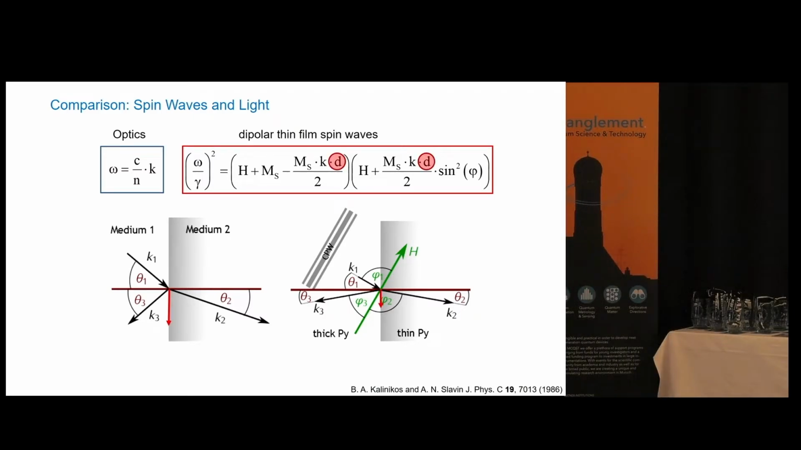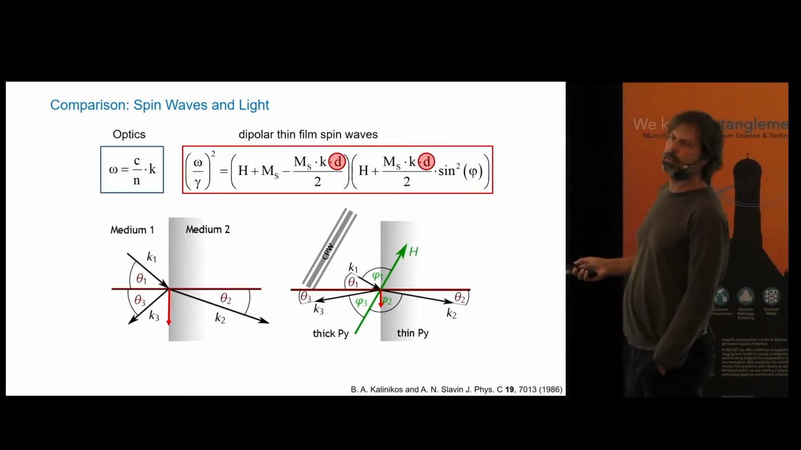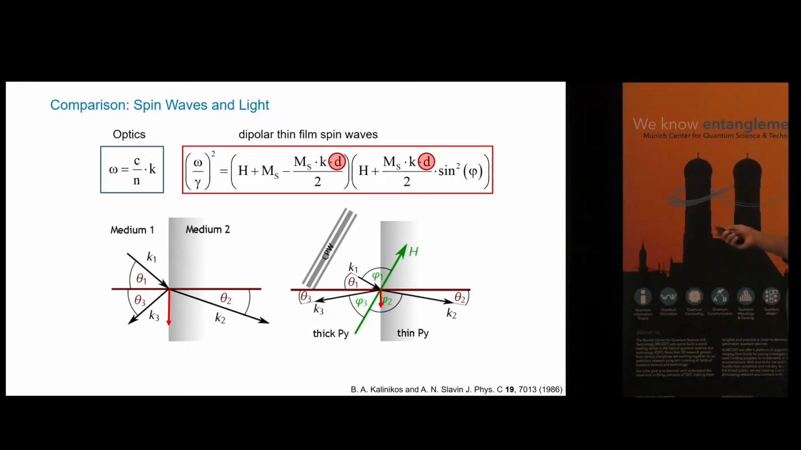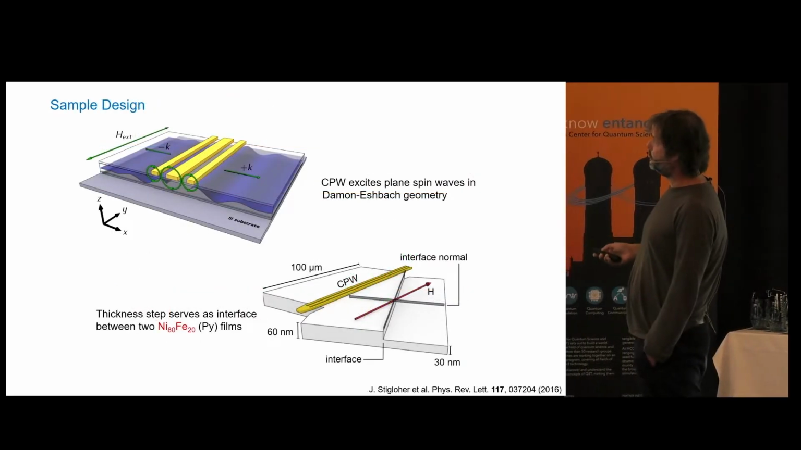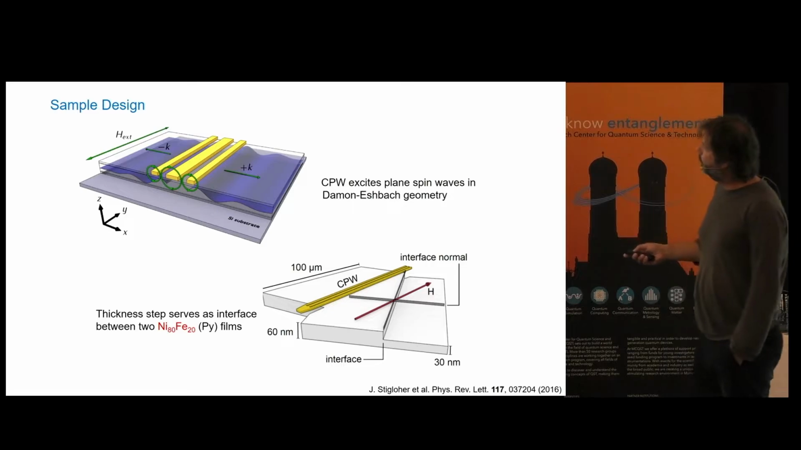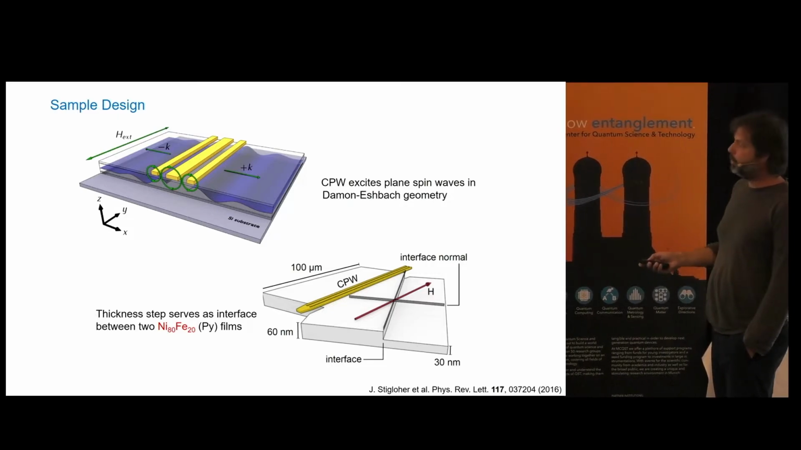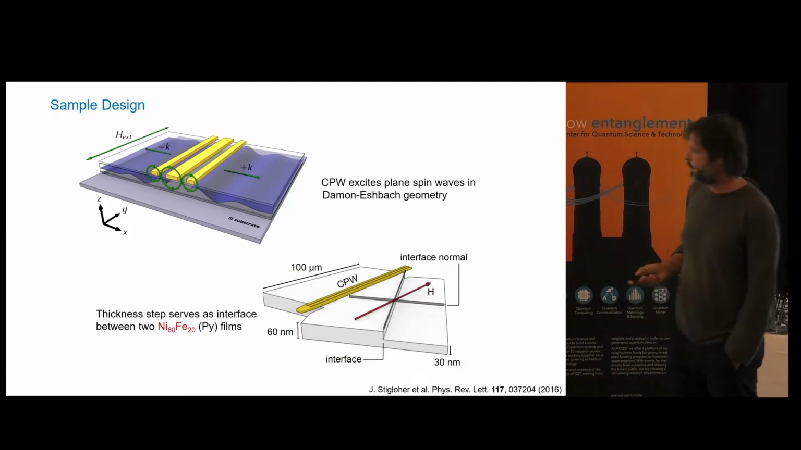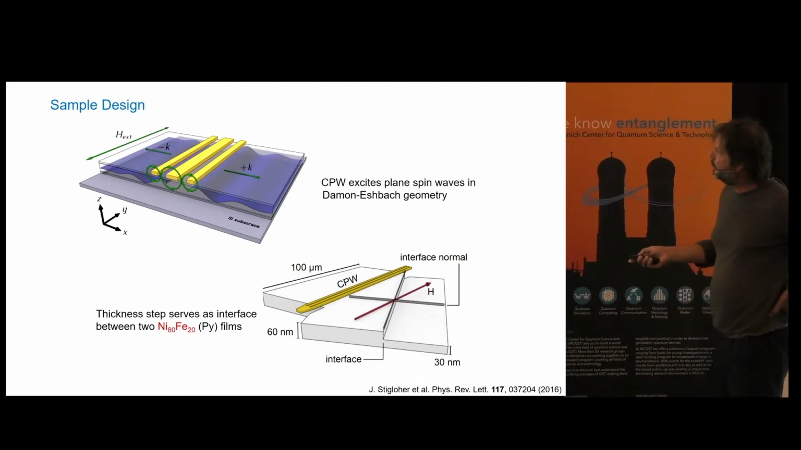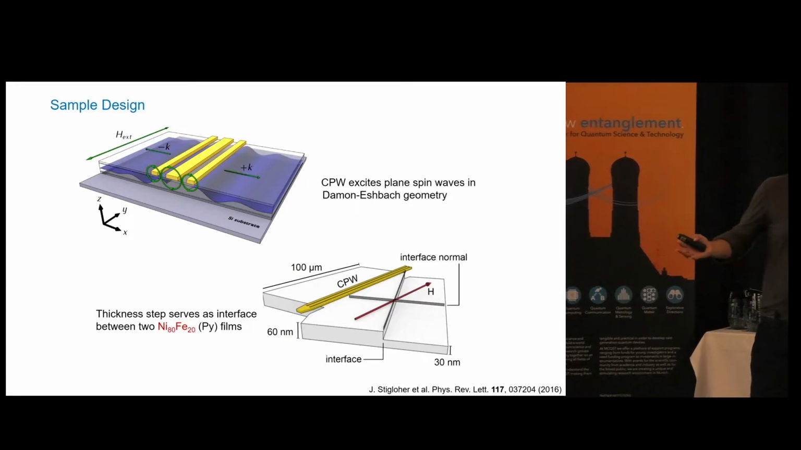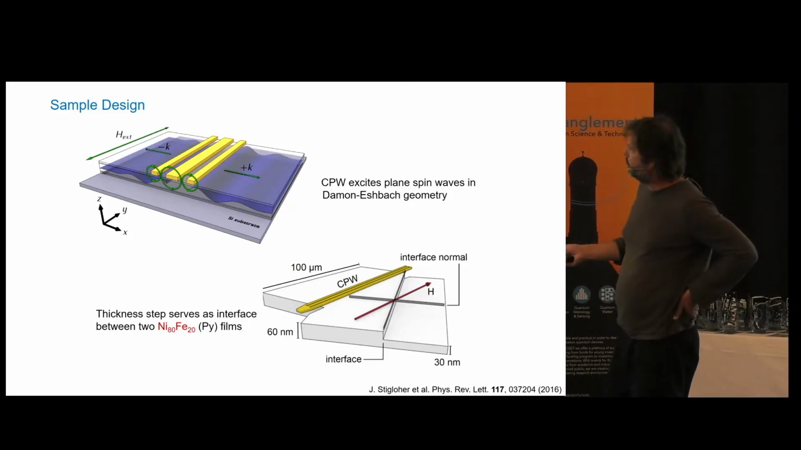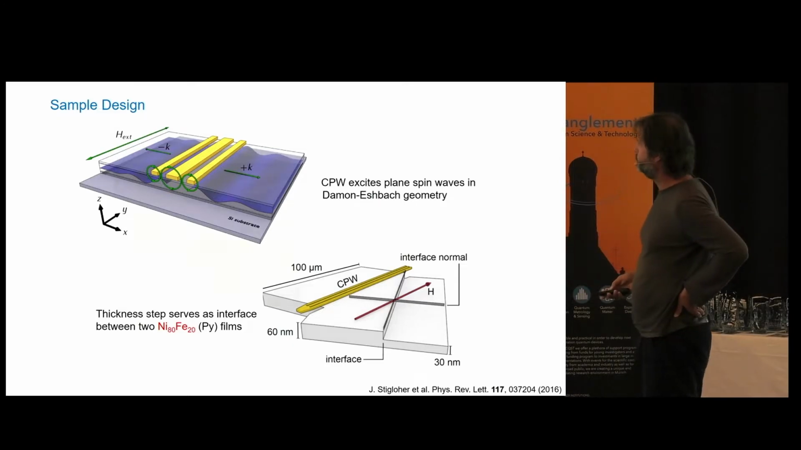Okay, and we can tune the medium by changing the thickness. So now we all just take the same material, we change the thickness, that changes the dispersion relation. So you can do this like this. We fabricate this microwave antenna. We place them onto a sample that has a step in thickness, so it's a permalloy film which has about 1 Tesla saturation magnetization. Its thickness here is 60 nanometers, and then it travels into a region where the magnetization is the same, but the thickness is reduced to 30 nanometers.